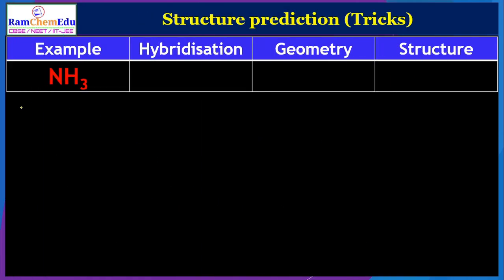Next is ammonia. We have 1 nitrogen atom and 3 hydrogen atoms. So 1 into the valency of nitrogen, which is 5, and 3 into the valency of hydrogen, which is 1. So this is equal to 5 and this is equal to 3. So overall we are getting 8. Whenever we get the total valence electron as 8, we have to divide it by 2. So the result is 4. Whenever the total quotient value is 4, the hybridization is sp3. So sp3 means, one more time, it is tetrahedral.